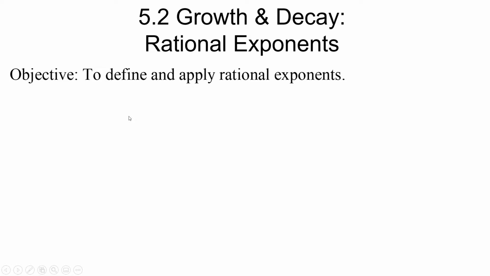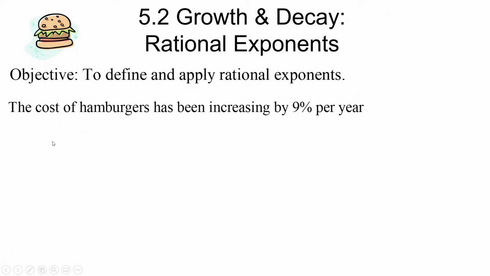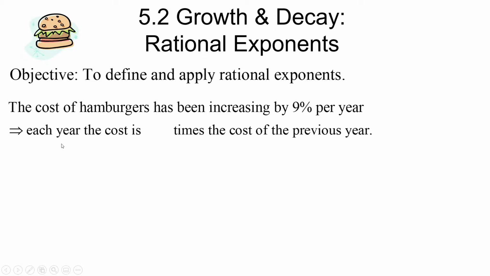And let's start with what we began with in 5.1. Yeah, that's right, the hamburger. The cost of hamburgers has been increasing by 9% per year. That implies each year the cost is, well, this is a growth rate, and a growth factor would be 1 plus that growth rate, which would be 1.09. 1.09 times the cost of the previous year. That's 1 plus 9% increase.